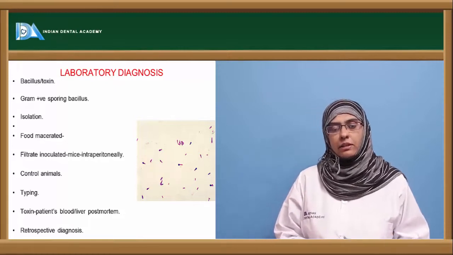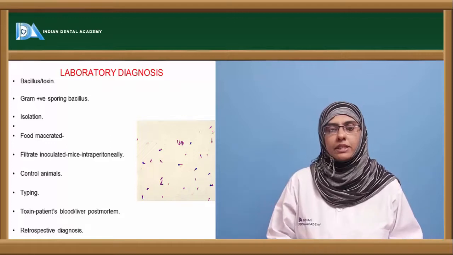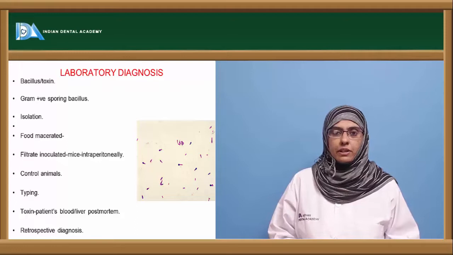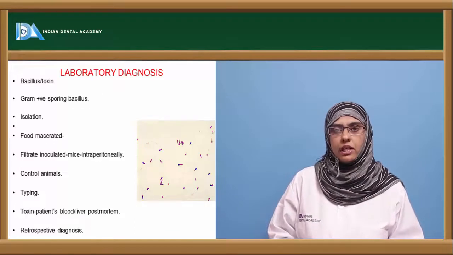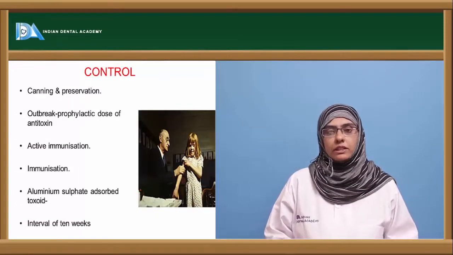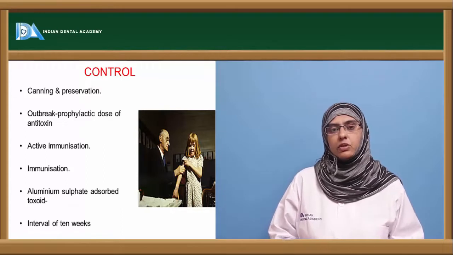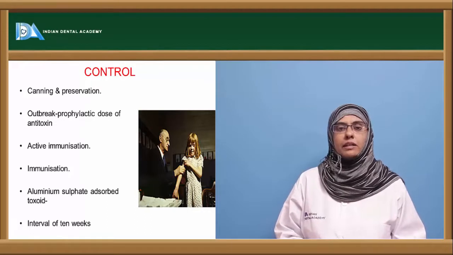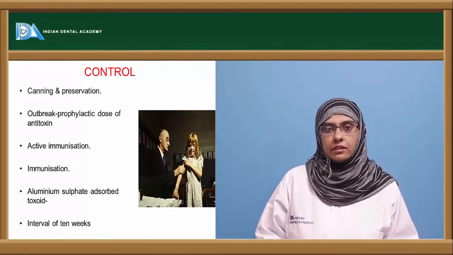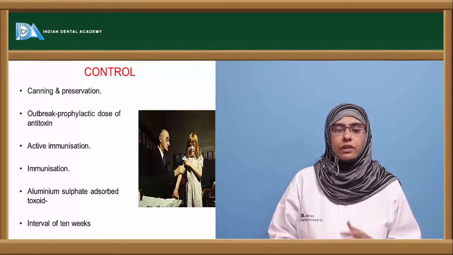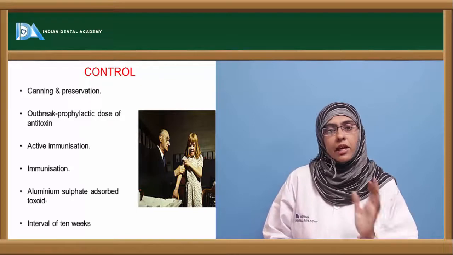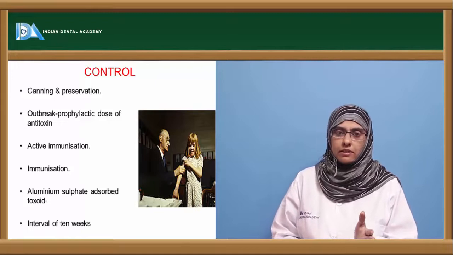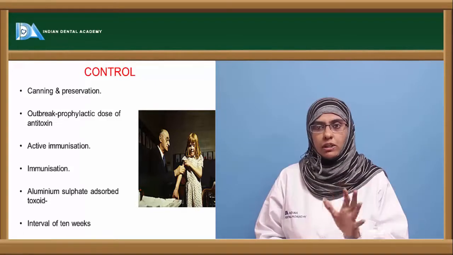Here the toxin can also be isolated from the patient's blood or from the liver post-mortem. And for retrospective diagnosis, you can go for antitoxin detection. Coming to the control of this disease, canning and preservation is the best choice to eliminate the sporulating forms of this organism and inactivate the toxins. So they have to be carried out aseptically and at a higher temperature without causing changes in the food taste and all, eliminating only the organism.